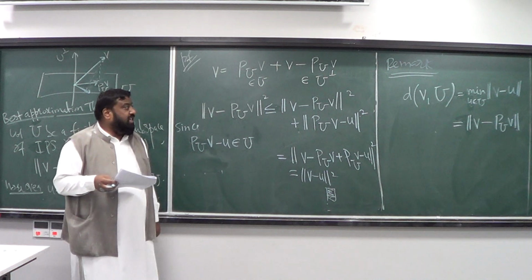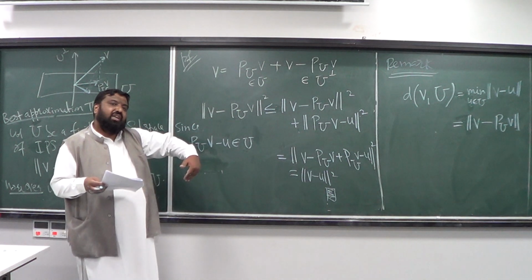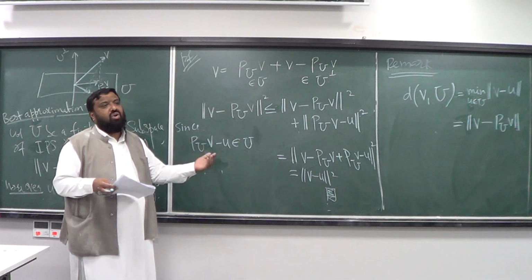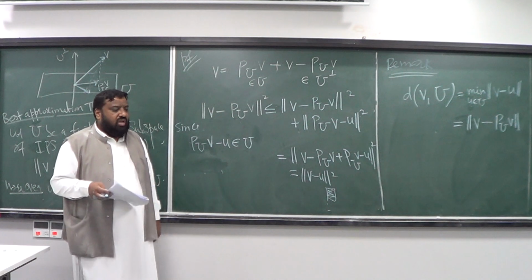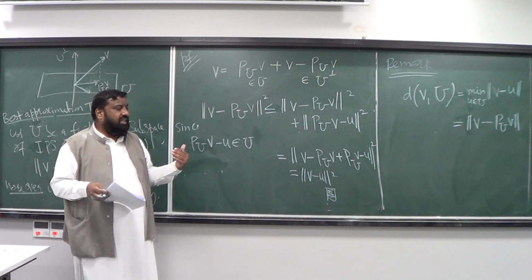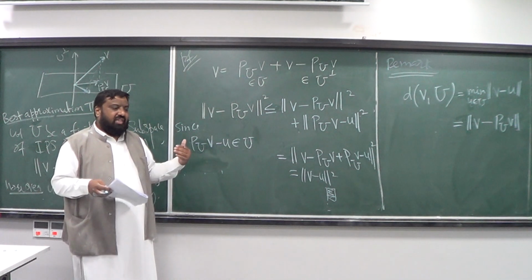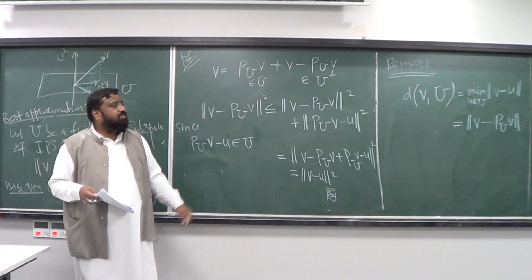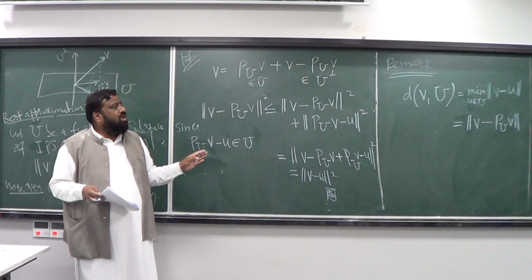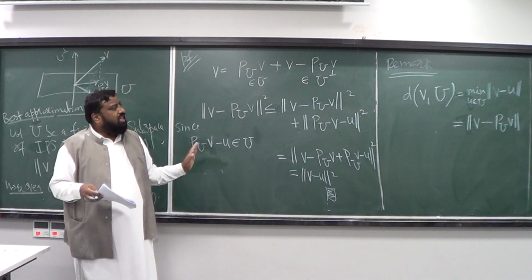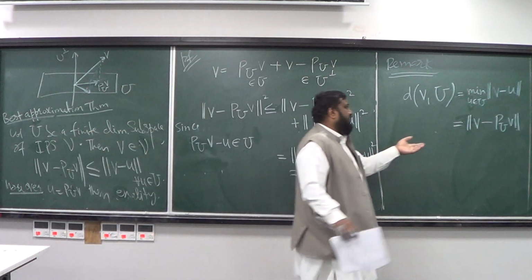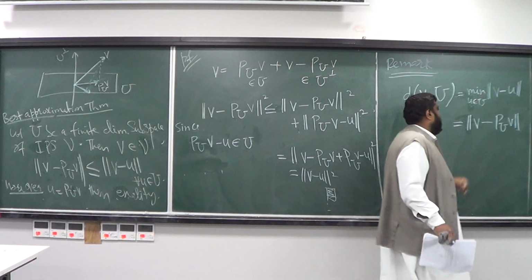What is the standard way to define the distance between a set and an element? The distance between the set and the element is the minimum of all distances between that point and the elements of the set. So the distance between V and the subspace U is the minimum of the distance from V to all vectors u, but this minimum is actually given by the orthogonal projection.